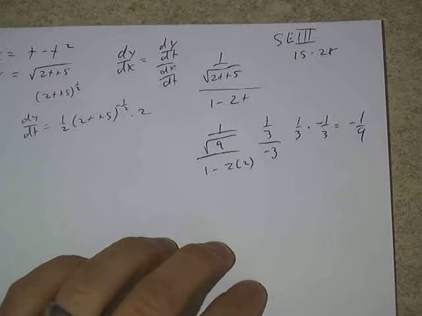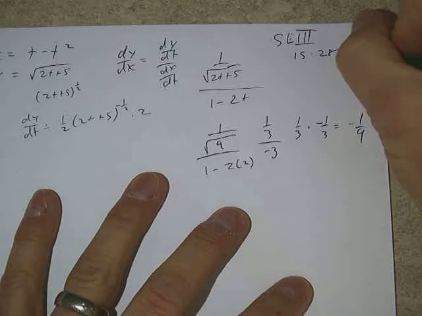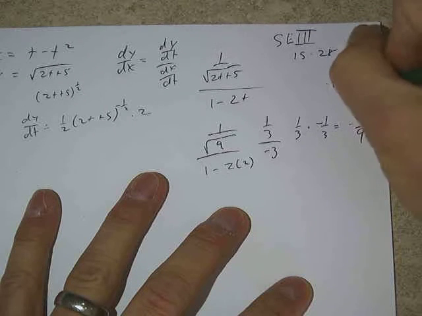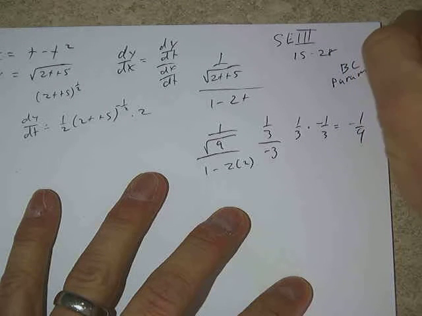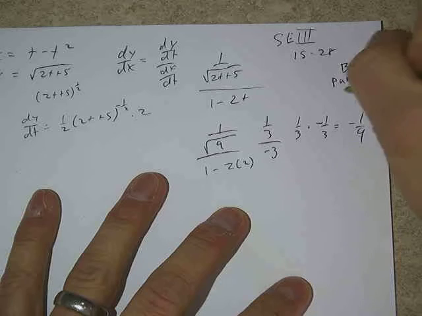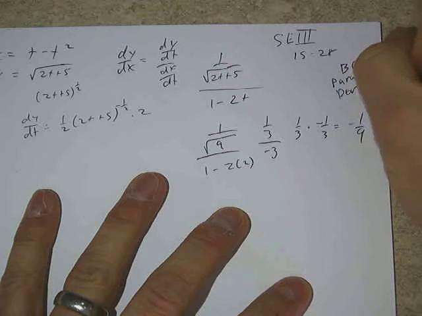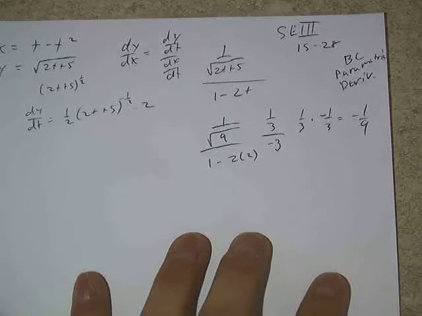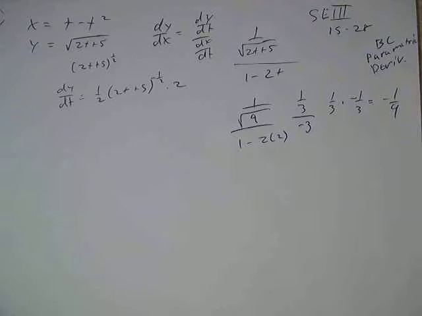Okay. So in a sense, it's ultimately a BC problem because it's parametric equations. Questions on any part of that one? What else? Ready?